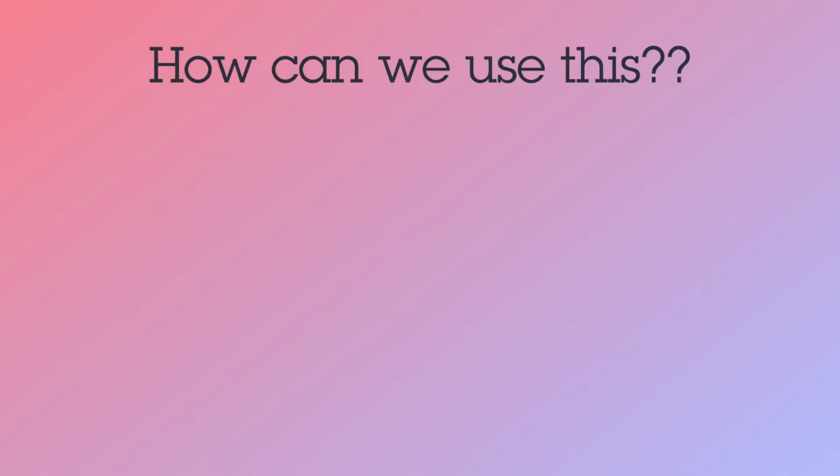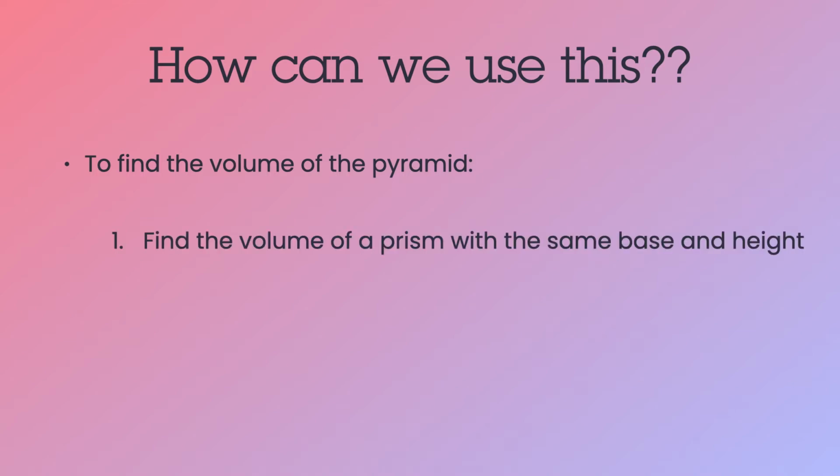So how do we use this? Well, we can use this idea to find the volume of a pyramid. We're going to start by finding the volume of a prism with the same base and height. But then, since our pyramid will have 1/3 of the volume, we're just going to divide by 3. So our formula becomes the base times height from the original prism divided by 3.